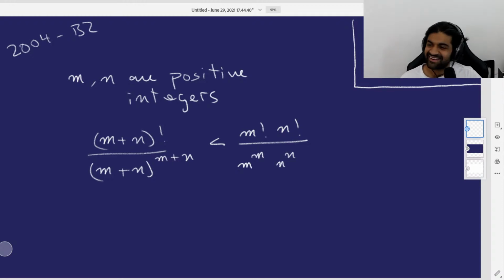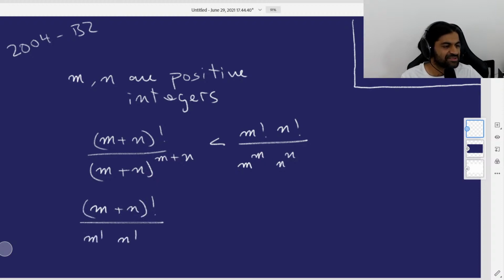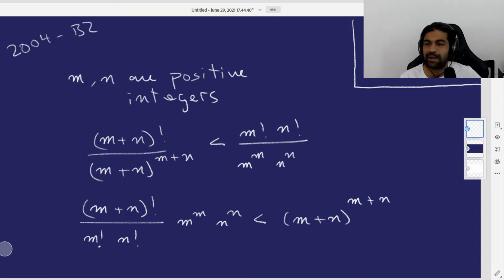Okay, I'm about to say it. So, if you do some manipulations to this, it'll become (m+n)! divided by m! n!, and I'll multiply that also by m^m n^n. And you want to show that this is less than (m+n)^(m+n). But notice this particular expression over here is actually m plus n choose m.